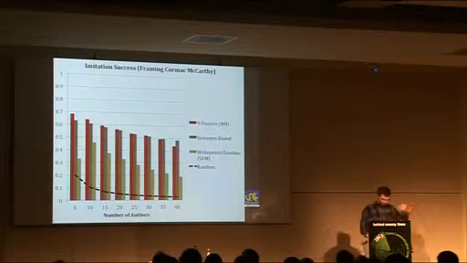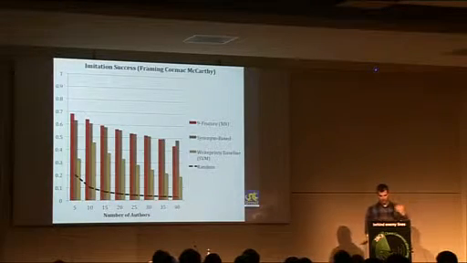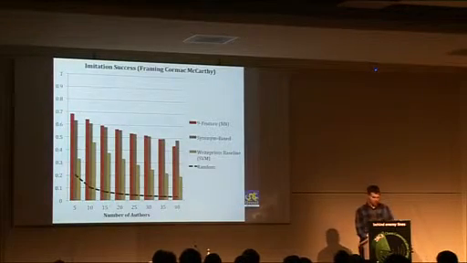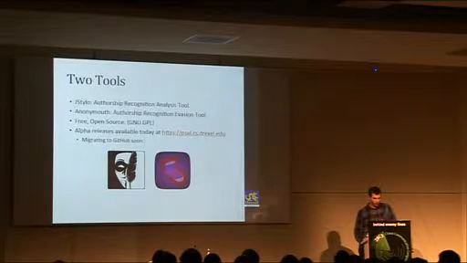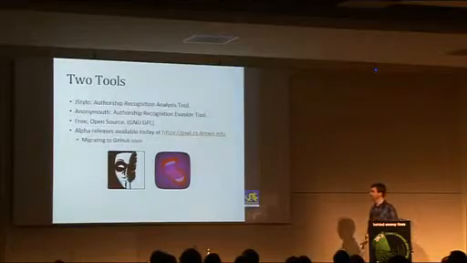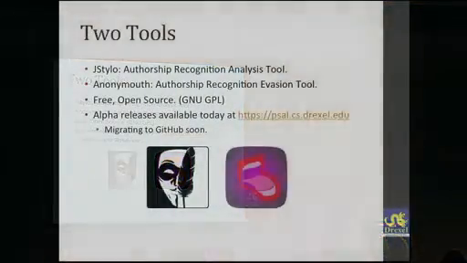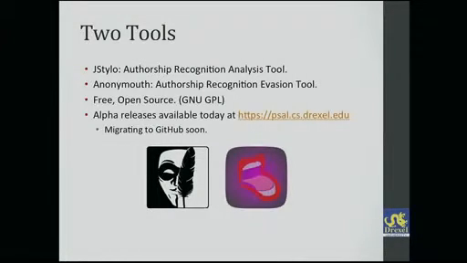So that's a recap of the work, some of which I talked about 2 years ago, but that I hope you see is a lot more robust now for those of you who were here last time. And now I want to talk about 2 tools that we've developed. One is called JStylo, which is an authorship recognition analysis tool to help researchers like us do this work. And the other is Anonymouth, which is an authorship recognition evasion tool. These are both free and open source.